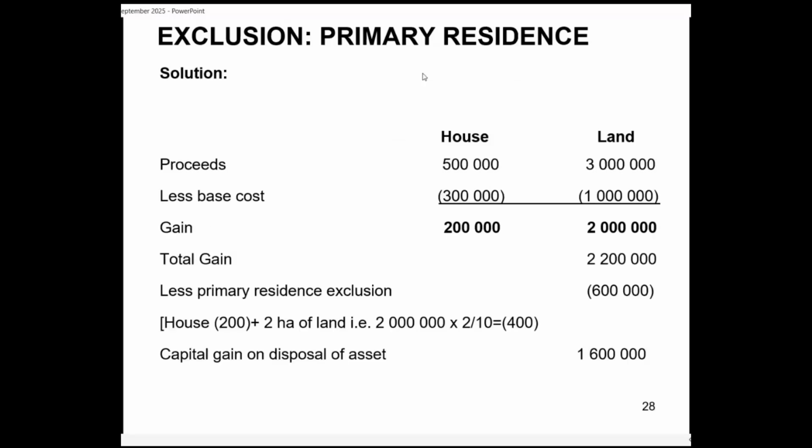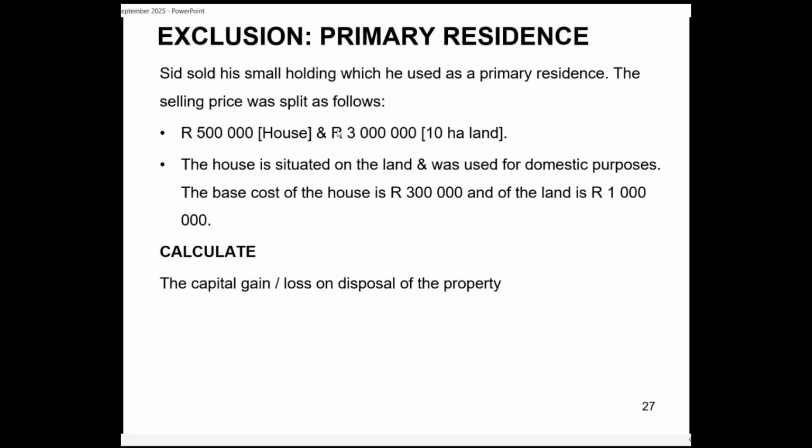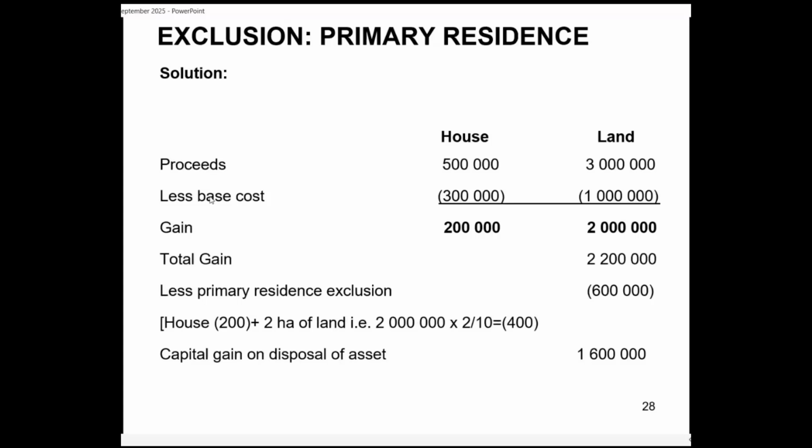So we have the proceeds, which are given. The selling price is 503 million, which we were given in the question, less the base cost. The base cost we are given, the gain was 2 million, the other one was 200,000. So total gain, you add both gains and you get 2.2 million. So less primary residence exclusion. I wanted you to apply what we just covered, the limitation on the exclusion.